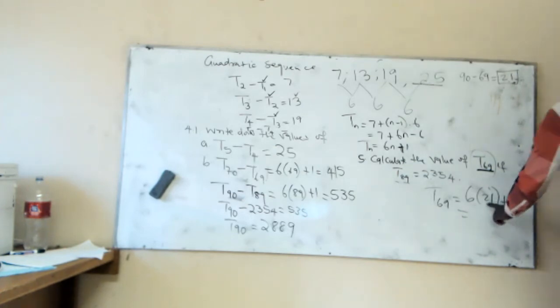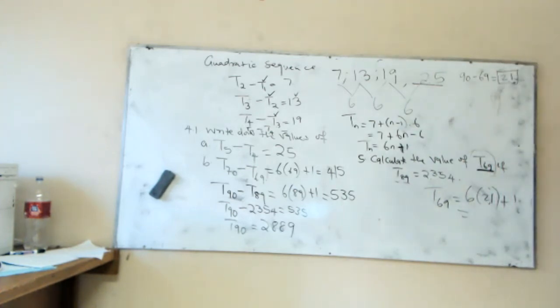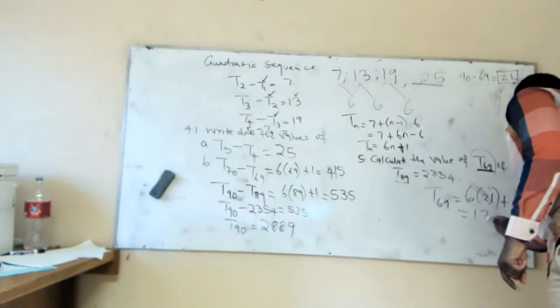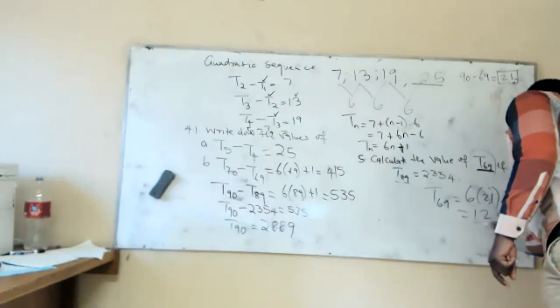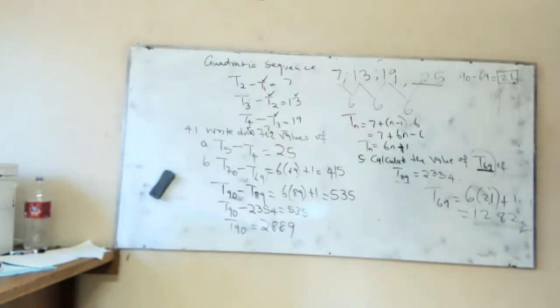Because these terms are the number of terms we have in between. Therefore, it's 6 multiplied by 21 plus 1, which gives you an answer of 1282. Yeah. So this is your T.